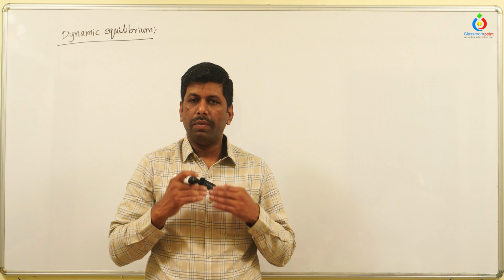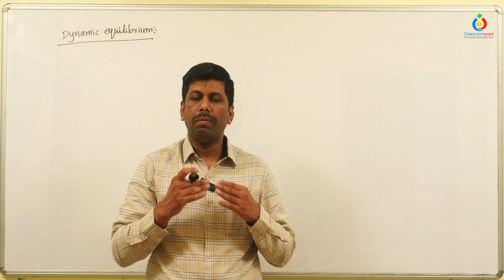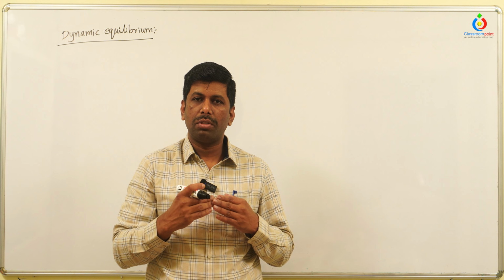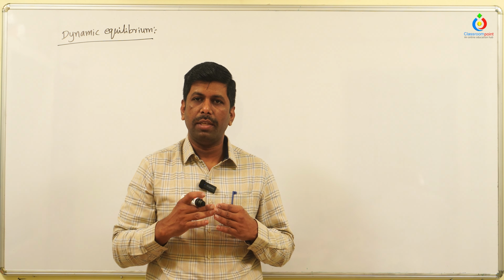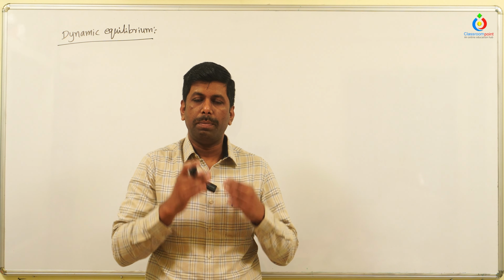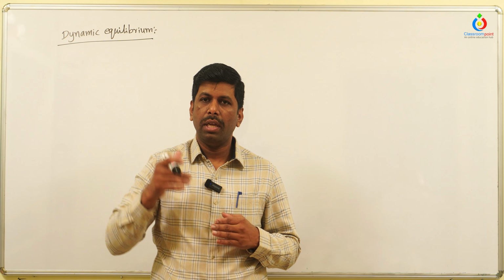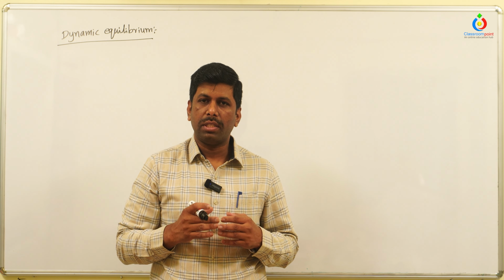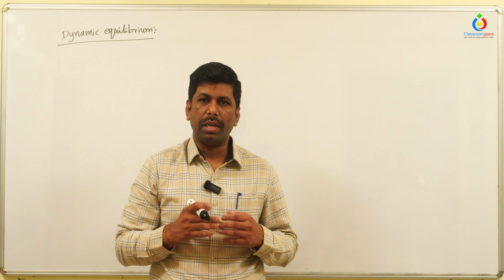So such type of reversible reactions at equilibrium, where both the forward reaction and backward reaction do not stop but take place continuously with equal rates, such type of equilibrium is known as the dynamic equilibrium. So let us take an example to understand this dynamic equilibrium in a better way.